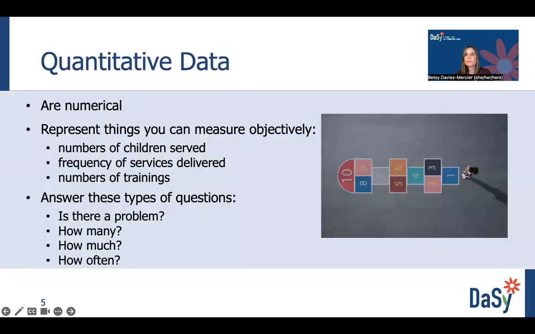Let's dig a little deeper into what we mean by quantitative data and when you might use it. As we've said, quantitative data are numerical. They represent things that you can measure objectively, such as numbers of children served, how often services are delivered, and how many trainings took place. You can use quantitative data to understand if you have a problem or issue that needs attention, and to answer questions like how many, how much, and how often.